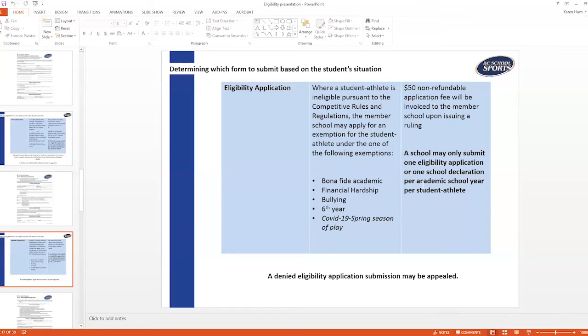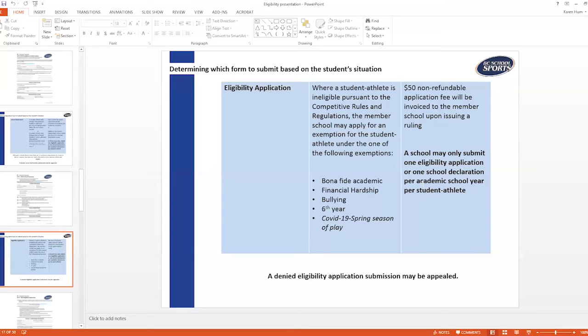The other item here is a $50 non-refundable application fee. We will invoice the school. We do not want parent checks. You're our members. We invoice you. If the arrangement is that you're asking the student or family to pay for the filing, that's between you and the student and the parent. So we don't want any parent checks.